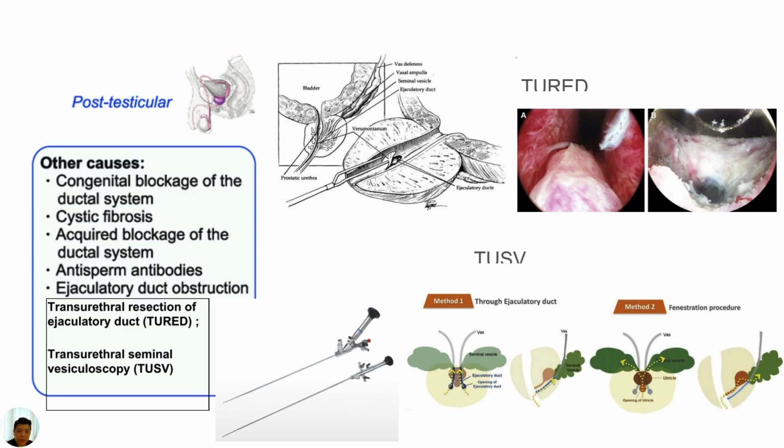Sometimes we need laser incisions to open the ejaculatory duct, and the scope can go into the seminal vesicle for inspection. If there is hemospermia with evidence of inflamed seminal vesicles, we will use gentamicin solution to flush the seminal vesicle to kill the bacteria, or if there are stones in the seminal vesicle, we will use laser to fragment the stone.